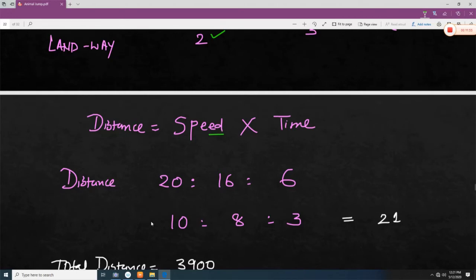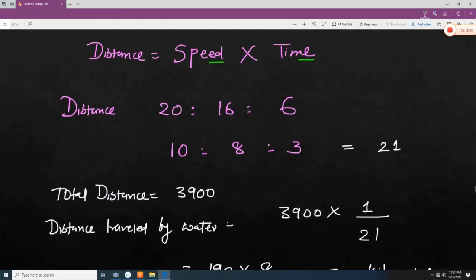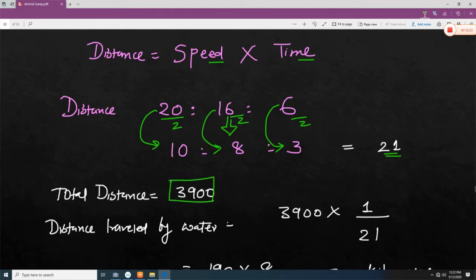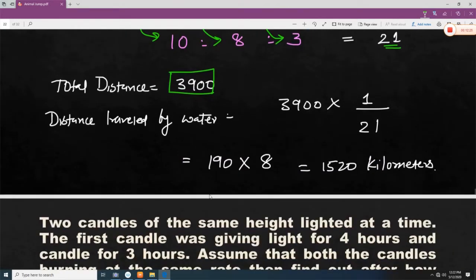Distance is equal to speed into time. So 20, 16 and 6, that is reduced to 20 becomes 10, 16 becomes 8 and 6 becomes 3. So 10 plus 8 plus 3, that is 21. Total distance is 3,900 and 1 into 21, so 190, and the ratio is 8, so 1,250 kilometers by water.